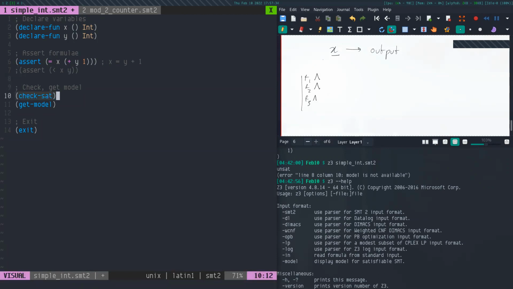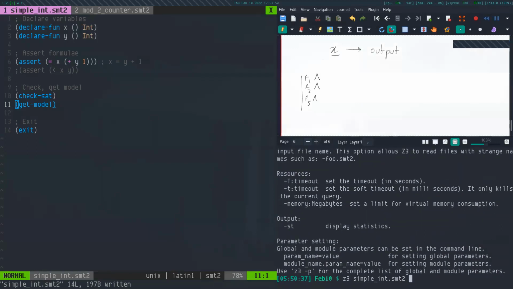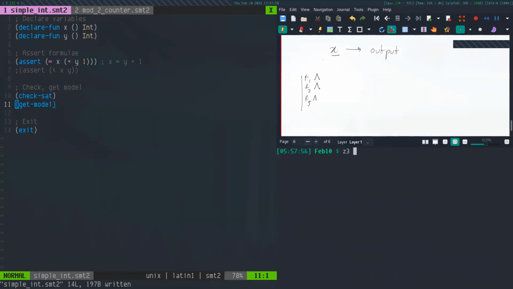Then we pass two commands, check-sat and get-model, and then we exit. Check-sat will actually run the SAT solver to check whether this is satisfiable or not. Get-model will print out the satisfying model if there is one; otherwise, it throws an error. Let's run this. The way you run it is very simple: you just do z3 and then the name of the file, simple.smt2. And it says sat, which comes from the check-sat.